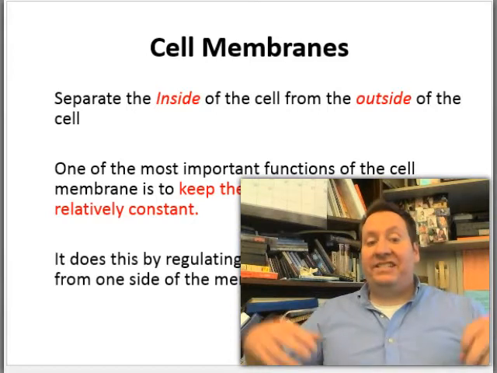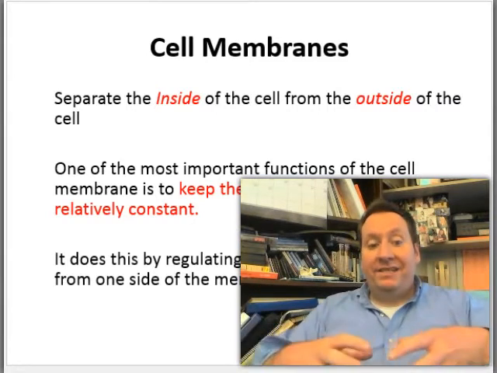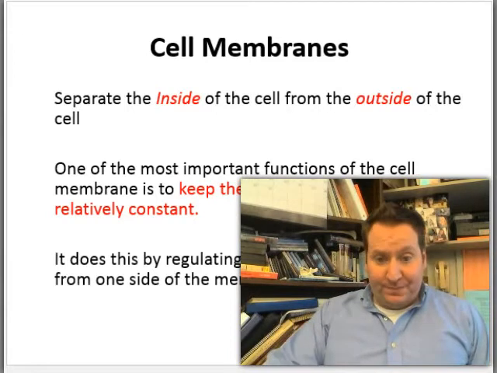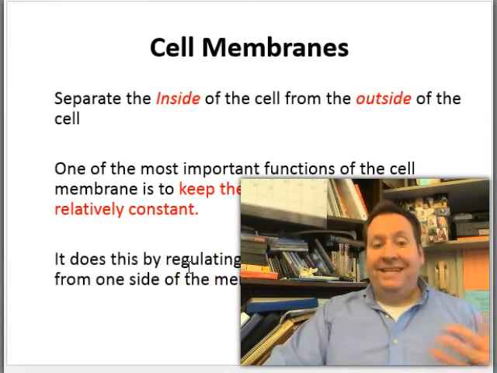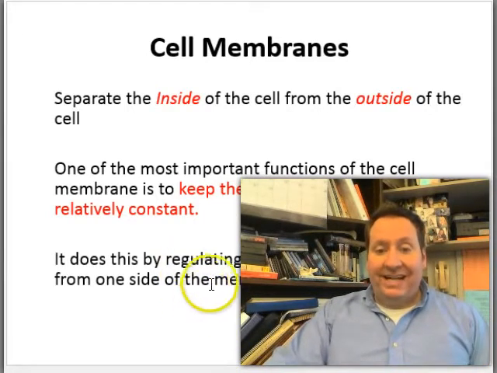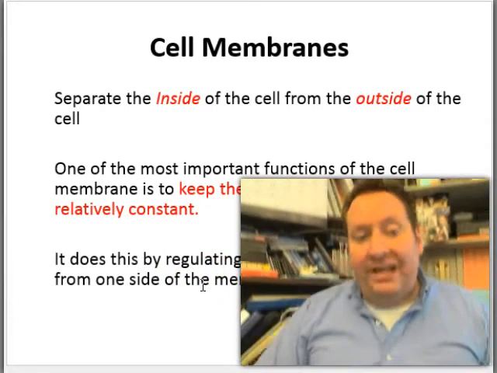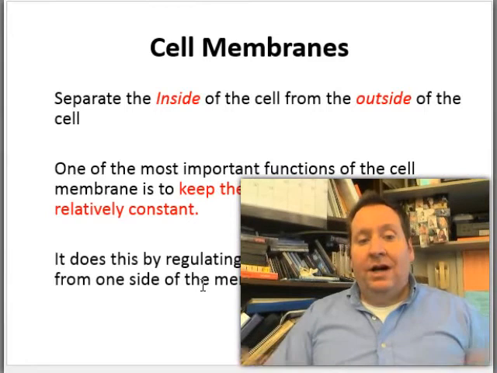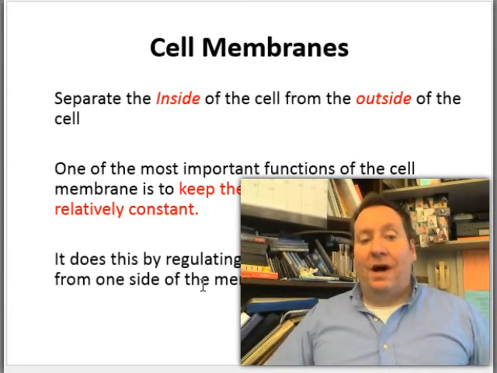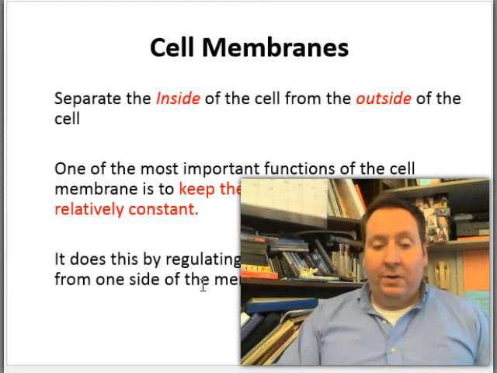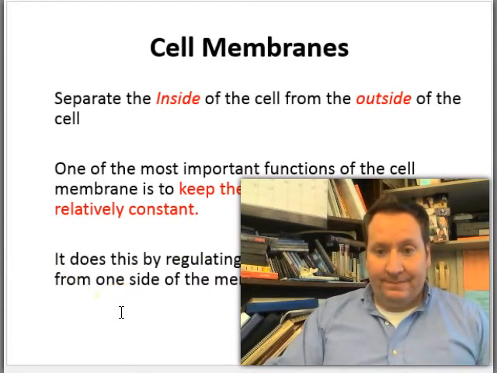It separates what's going on inside of the cell from what's happening in the external environment. So we have to keep these conditions relatively constant. And how it does this is it controls this by regulating molecules coming in and out of the cell. So it selects what molecules it wants to come in and what molecules it wants to leave the cell in order to maintain homeostasis.